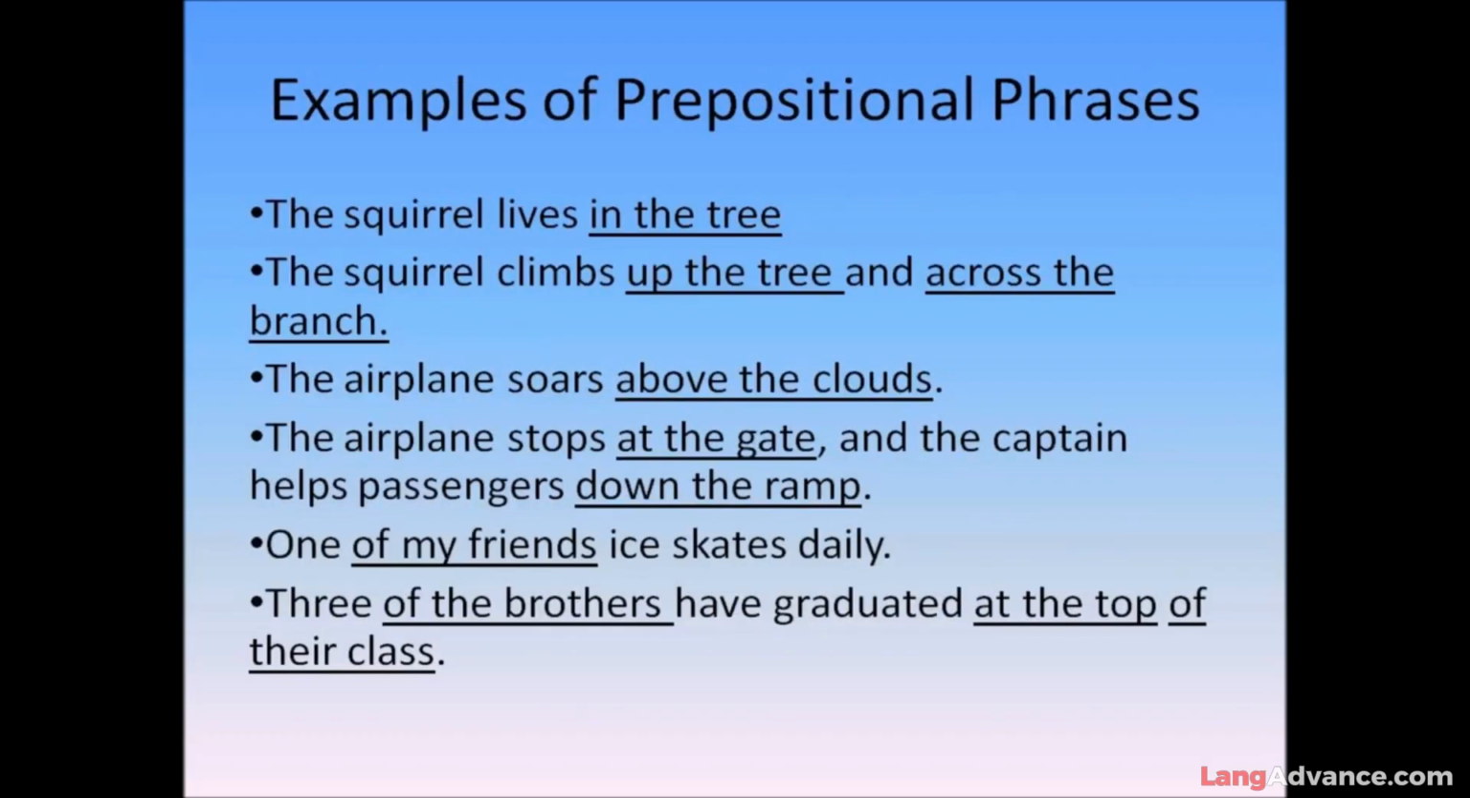And let's take a look at some examples of that. The squirrel lives in the tree. In the tree is the prepositional phrase. The squirrel climbs up the tree and across the branch. Up the tree and across the branch are the prepositional phrases.